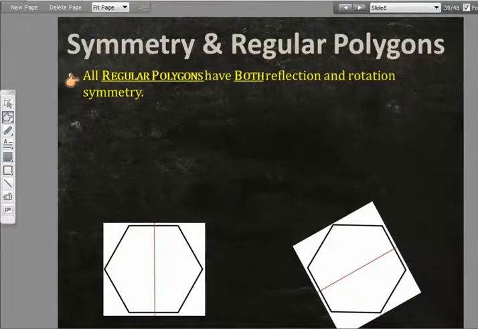Now, all regular polygons, remember regular, same angles, same sides. They're all the same size. All regular polygons have both reflection and rotation symmetry. So here I took this hexagon and I drew this line just so you can see the line of symmetry, and then I turned the polygon. See, I took this side right here and I made it on top, and you can tell the polygon still looks the same.